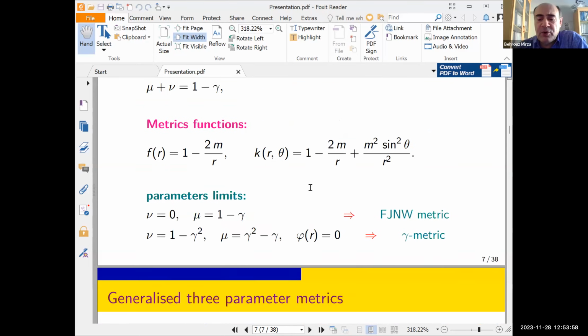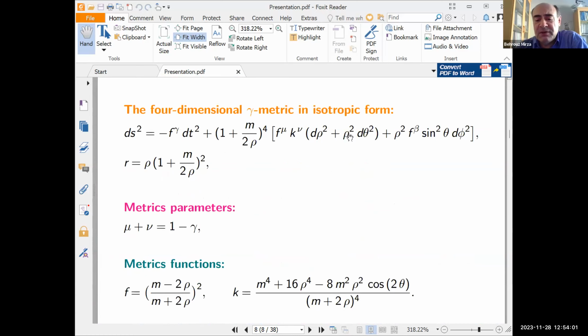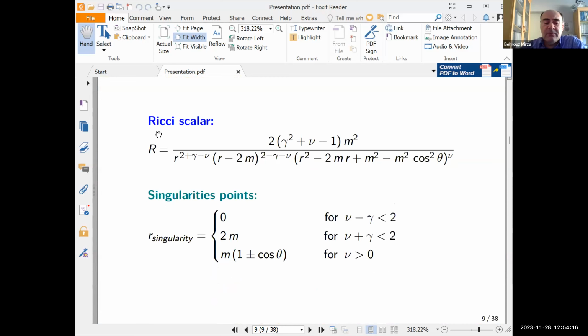This is the four-dimensional form of the gamma metric. We can write it in isotropic form, which might be helpful for generalizing this metric to higher dimensions. You can see this metric in isotropic form. We can find the Ricci scalar of this metric because we have a scalar field. The Ricci scalar is not zero, and the singularity points can easily be found by looking at R.